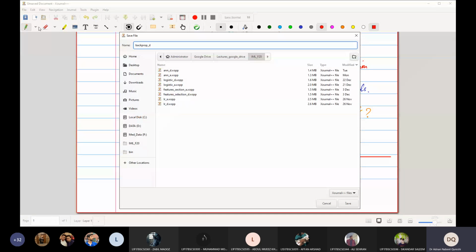This is back propagation, section D. Let us write the full name.